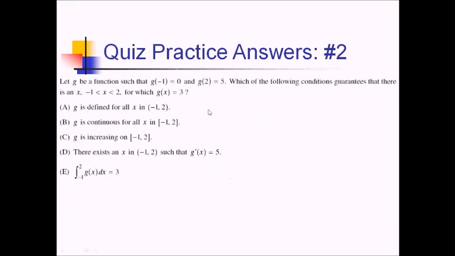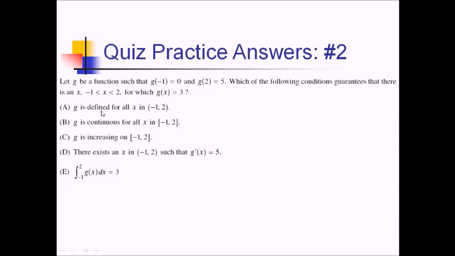For this question, g is a function such that g of negative 1 is 0 and g of 2 is 5. Which condition guarantees there's an x between negative 1 and 2 where g of x equals 3? So this is talking about intermediate values. So we're essentially asking for conditions for the intermediate value theorem, the IVT. But let's go through these one by one.